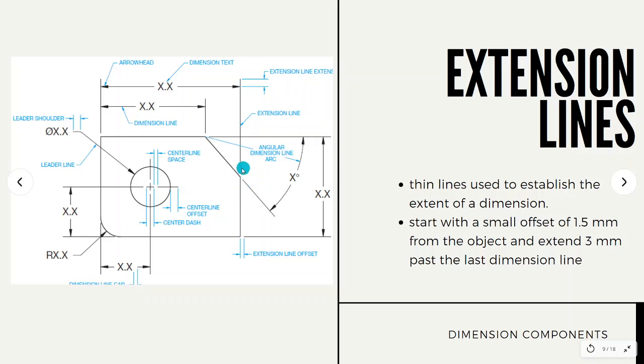Again, do not overdo it, because it is hard to see otherwise. For the extension line, at least 1.5 mm is the standard or preferred offset.